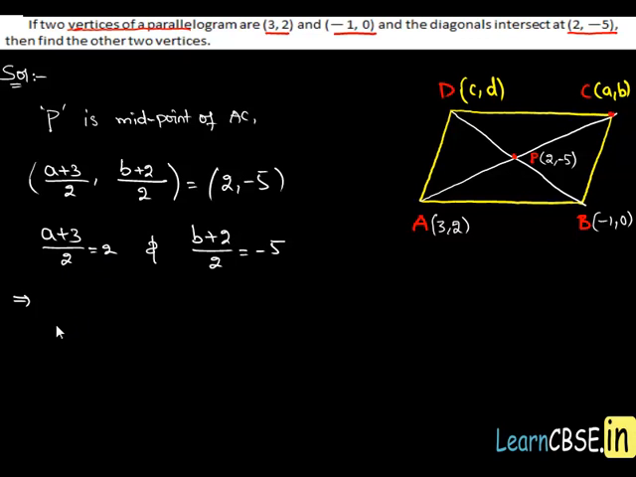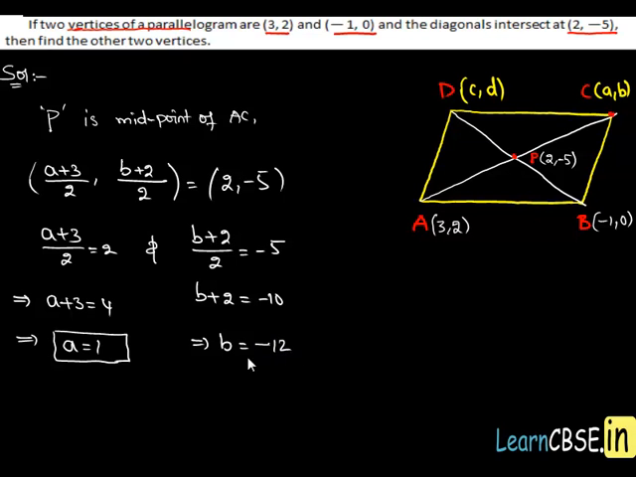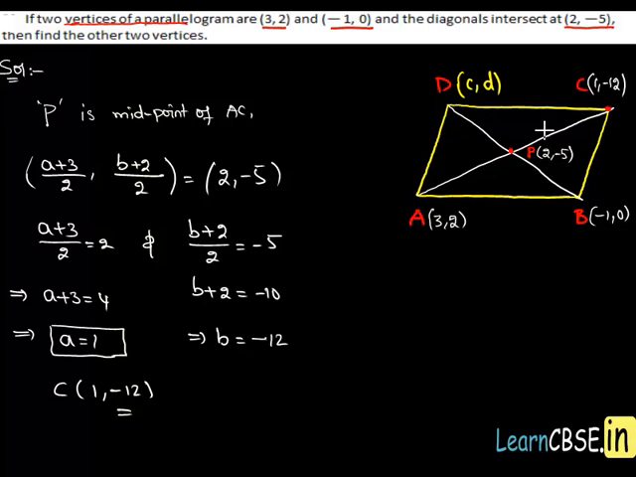We transpose 2 to the right hand side, we have a plus 3 is equal to 4, and by transposing 3 to the RHS, we have a is 4 minus 3, which is 1. Let's simplify the other equation. We have b plus 2 equal to -10, so b is -10 minus 2, which is -12. Therefore, the coordinates of C are (1, -12). Similarly, we can find the coordinates of D.